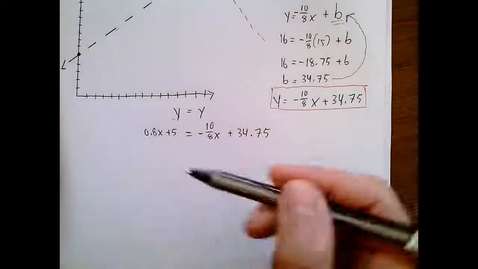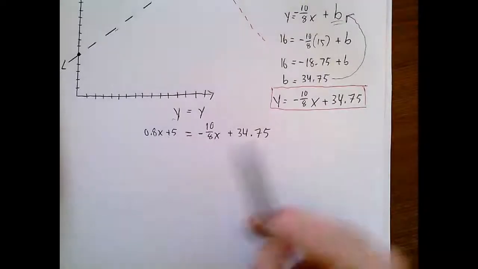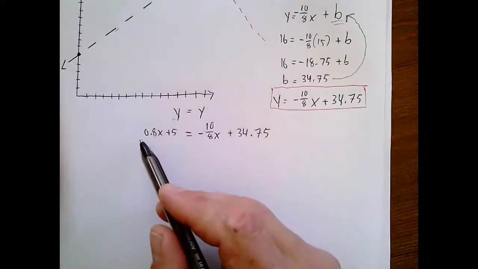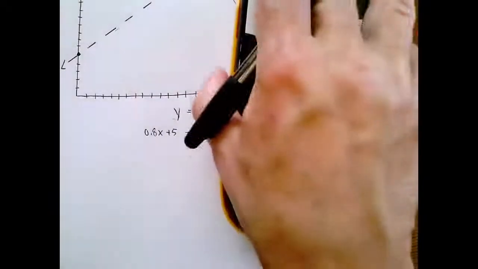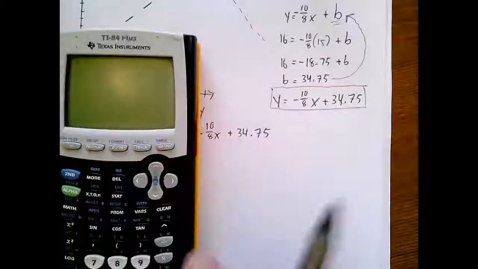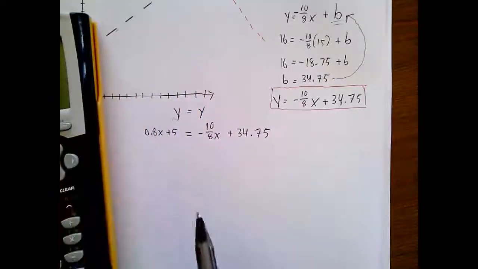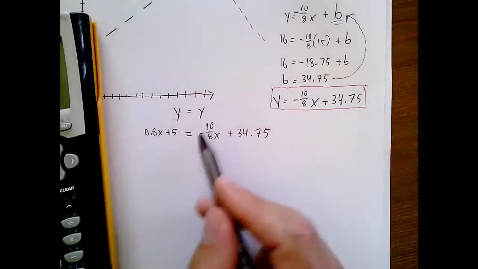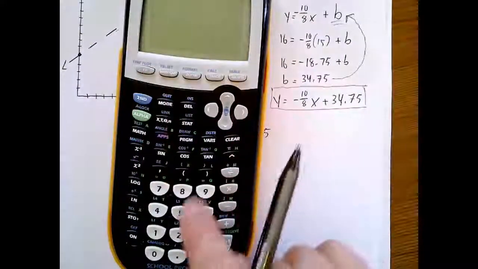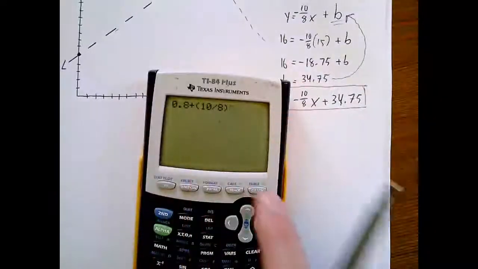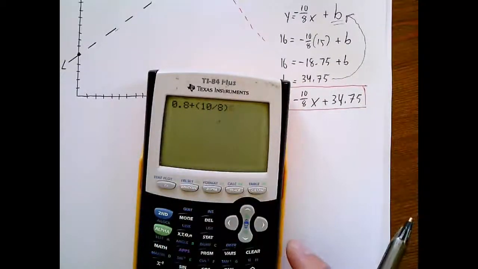We're going to get our x's on the left and our constants on the right. So if I want to add 10/8 to 0.8, you can do this on your calculator. I start with 0.8, that's this right here. And I'm just going to add to it 10 over 8. So I'm just going to put in parentheses and put 10 over 8, just like that. You get 2.05, okay?